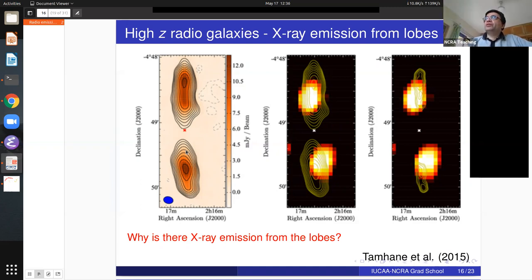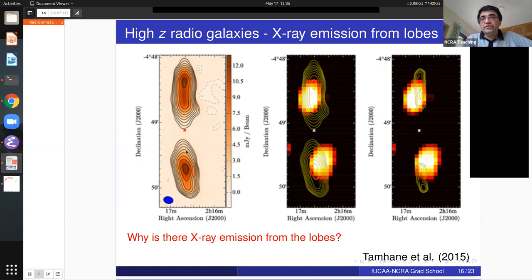First of all, they are not perfectly symmetrical. There is no reason to expect that if an overdensity is located at 1 megaparsec on one side, it will be located at exactly 1 megaparsec on the other side. Okay, it could be located at 1.5 megaparsec or 2 megaparsec on the other side, right? So they are not absolutely symmetric.